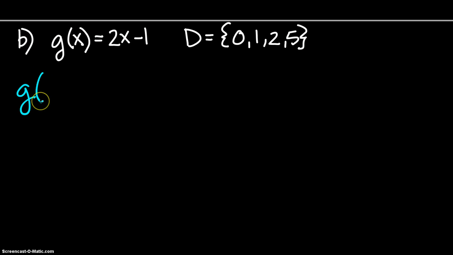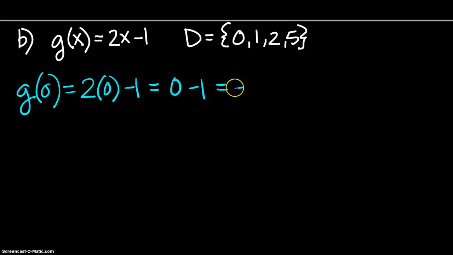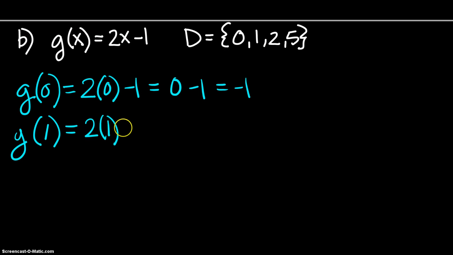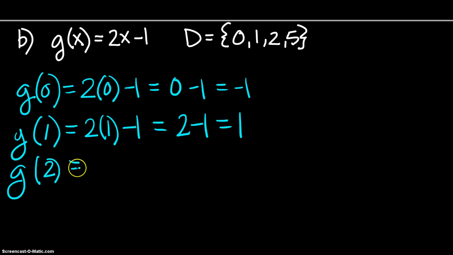So for g, instead of putting x, I'm going to put the 0, 1, 2, and 5. So g of 0 equals, I'm going to replace the x with 0, 2 times 0 minus 1. So this is 0 minus 1, which is negative 1. So negative 1 is our first answer. For g of 1, we plug in the next number, 1. 2 times 1 minus 1, this is 2 minus 1, which equals positive 1. Plug in the next number, g of 2. 2 times 2 minus 1, this is 4 minus 1 equals 3.